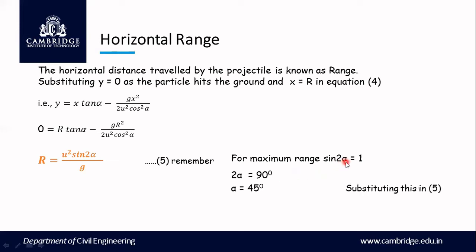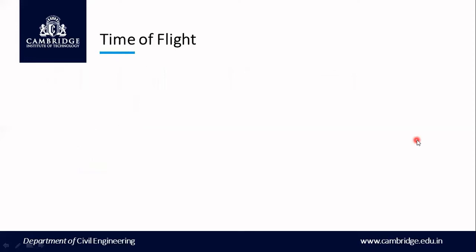So I can write 2 alpha is equal to 90 degrees, therefore alpha should be 45 degrees. Substituting this in equation number 5, I get the maximum range R max is equal to u square by g. This is the maximum range we can obtain. The condition for that is alpha should be 45 degrees. The projectile should be thrown at an angle of 45 degrees. Coming to the third part, that is to calculate the time of flight.